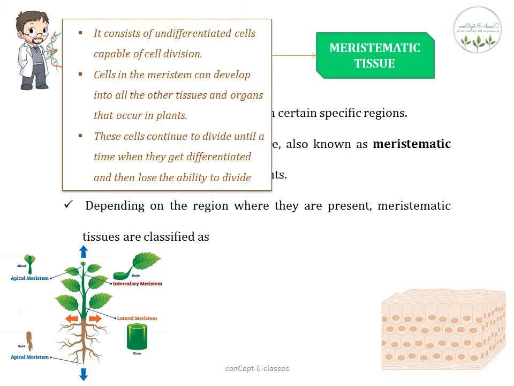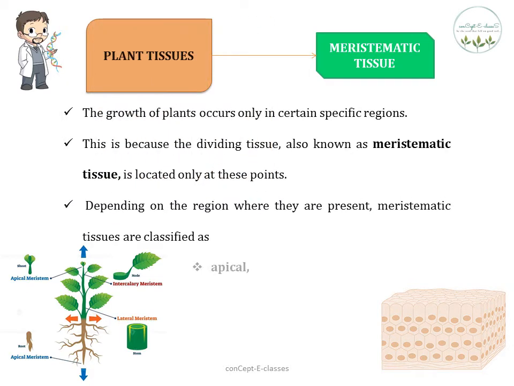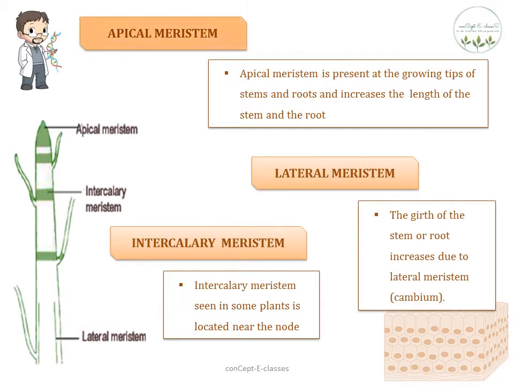to divide. Okay, so you just have to understand that this meristematic tissue is responsible for the growth in plants, and this meristematic tissue has cells which are continuously dividing, and the growth of the cells is limited to certain regions. Now depending on the region where they are present, this meristematic tissue is classified as apical, lateral and intercalary. So let's see what is apical meristematic tissue, lateral meristematic tissue and intercalary meristematic tissue. First one is apical meristem.